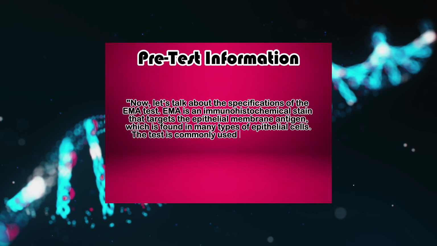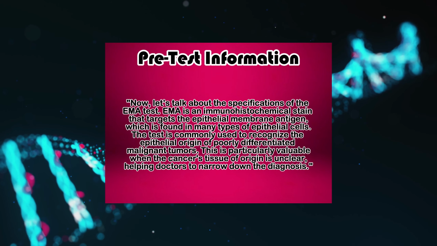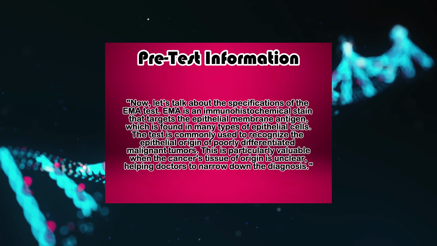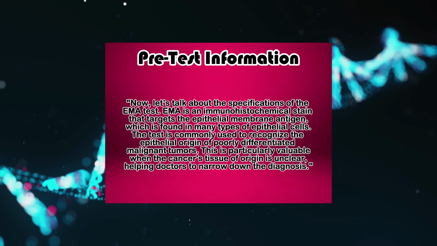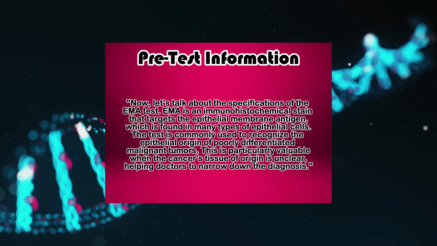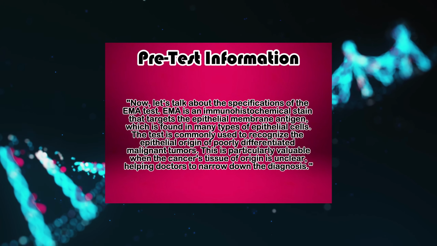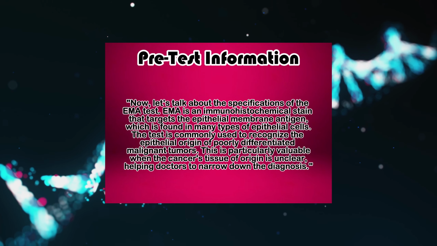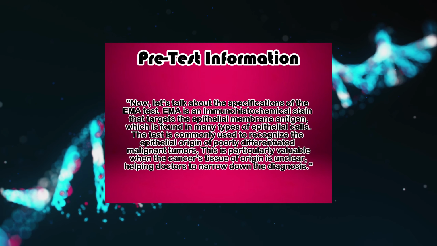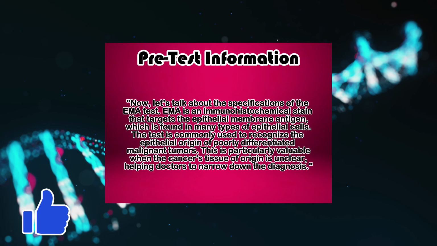Pretest information. Before undergoing an EMA test, there are a few important things you need to know. First, make sure to provide a copy of the histopathology report. This report is crucial as it gives the pathologist a detailed understanding of the tissue being examined. Next, the site of the biopsy must be clearly identified, as different tissues may present different staining patterns. Lastly, provide a comprehensive clinical history, including any relevant symptoms and prior diagnosis, to help contextualize the findings.